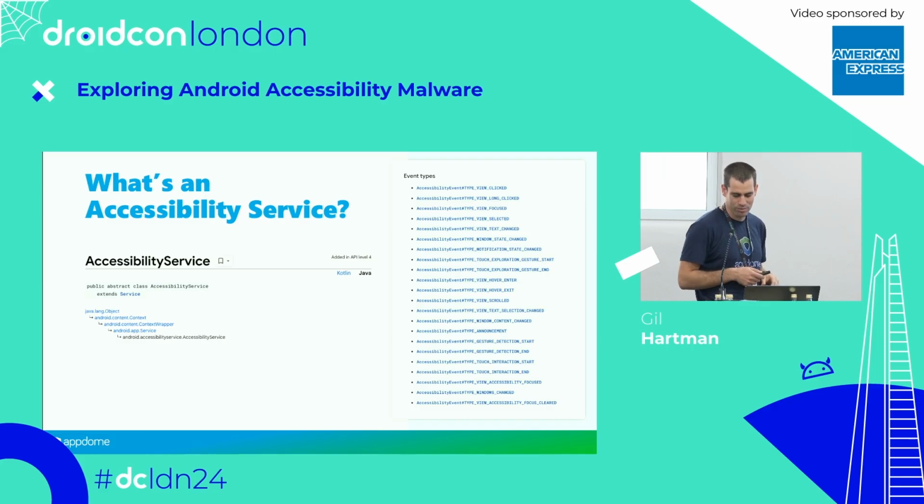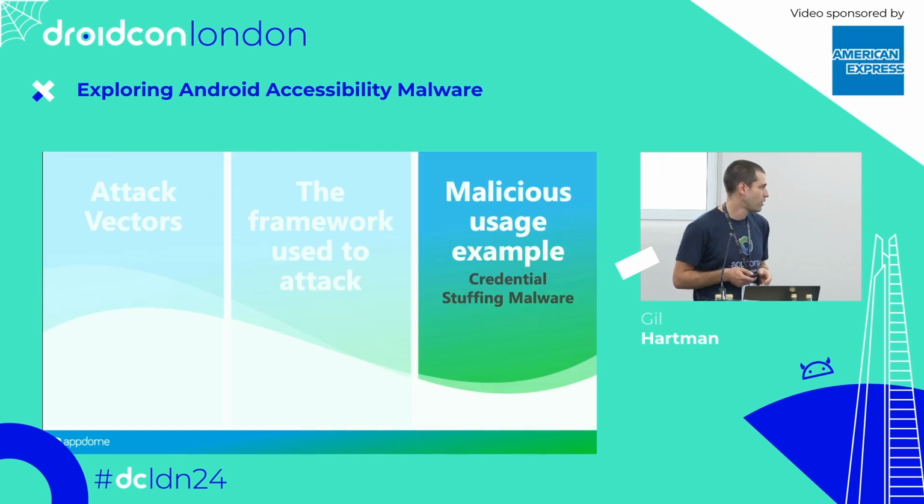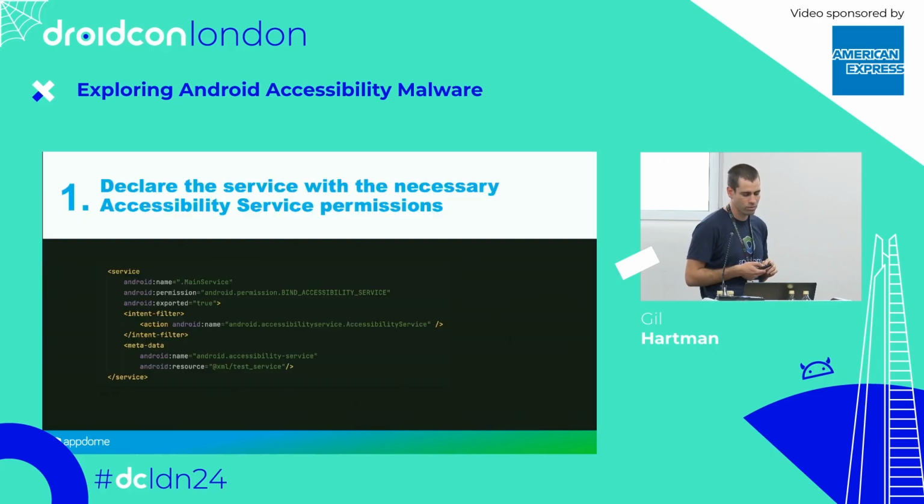So it works really well, but it gives a lot of control, as you can understand. You can do a nice bunch of stuff with it. So it's important, and this is the accessibility service that we're going to talk about. Let's get to the main dish. We're going to talk about writing credential stuffing malware with accessibility service, and it's going to be simpler than you think. It's not going to be very technical.